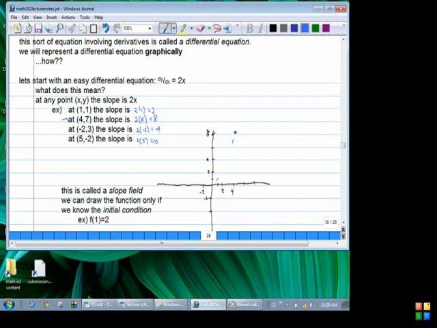Now what about at the point (-2, 3)? It's right around here. The slope should be -4, so like that. And (5, -2), the slope was 10, so really steep. It's hard to draw really steep lines. They're basically almost vertical.